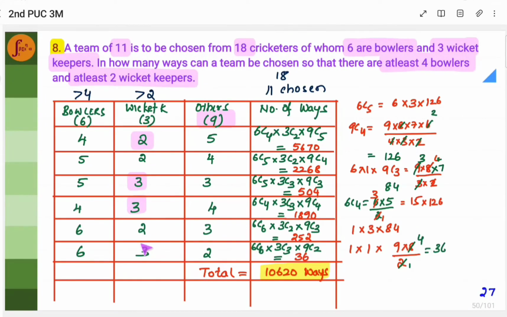So take this number as fixed, right? To make it easy. First start with 2 wicket keepers, then change this combination. Then start with 3 wicket keepers, change this combination. Right? Like this, you keep moving and you'll get all these combinations here.